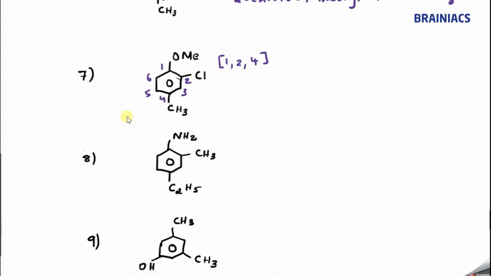So I can say again alphabetically chlorine will come first. So 2 chloro, correct? 2 chloro, then fourth position methyl, 4 methyl, then 1 methoxy. So here many students will have doubts. Sir, both are in NCERT, right? So you can take one by one. Okay. So for methyl, then what will come? 1-methoxybenzene. Correct? So 2-chloro, 4-methyl, 1-methoxybenzene.